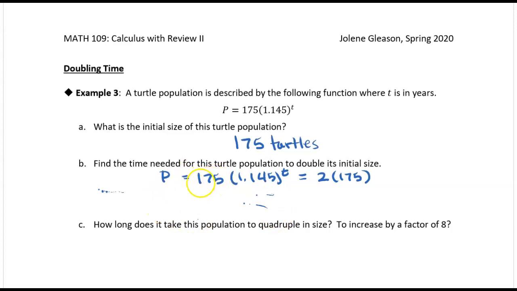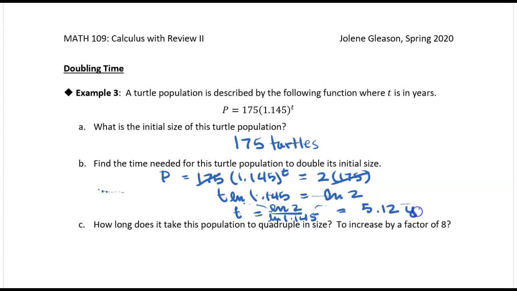You can notice right away we could divide both sides by 175 and they just cancel. Then we can take the log of both sides, which gives us t natural log of 1.145 equals the natural log of 2. So t is equal to the natural log of 2 over the natural log of 1.145. I put that into my calculator and I get 5.12 years.